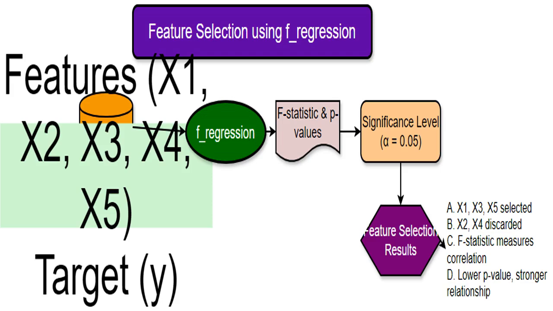The f statistic shows the ratio of variance explained by a feature to the variance not explained. A higher f statistic suggests a stronger relationship with the target variable. The p-value gives the probability of seeing the obtained f statistic, or more extreme results, if the feature and target were actually unrelated.